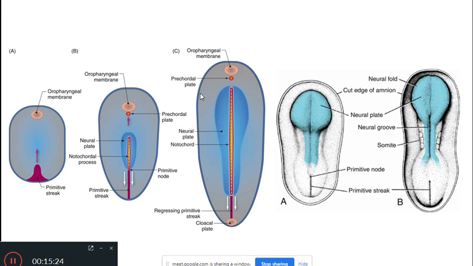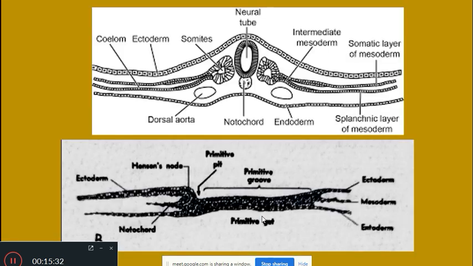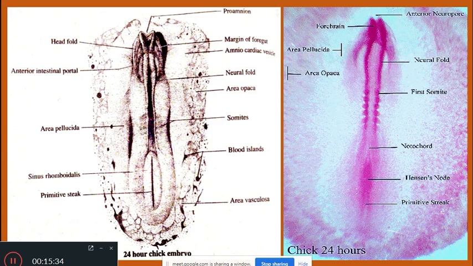Next one is the formation of the head fold. So we will go to what is a head fold. Here you can see this region which is like a horseshoe. You can see this like a half moon, this region. It is called the head fold.